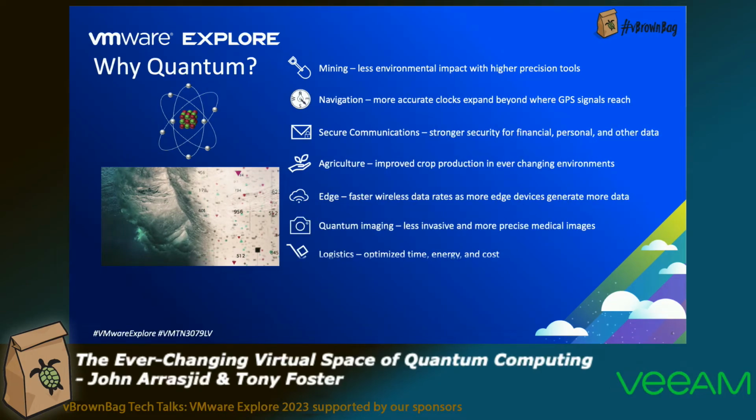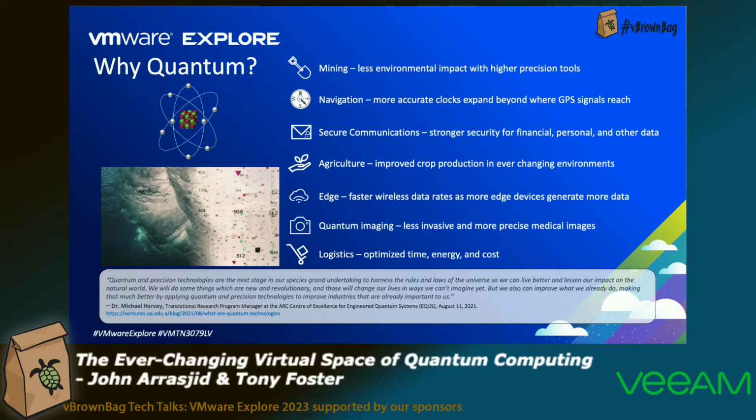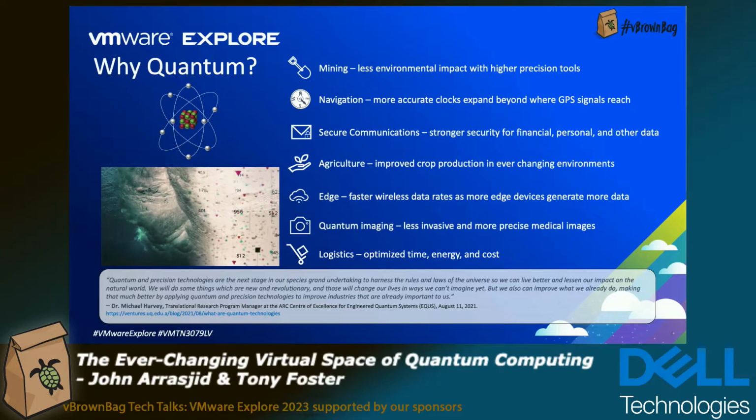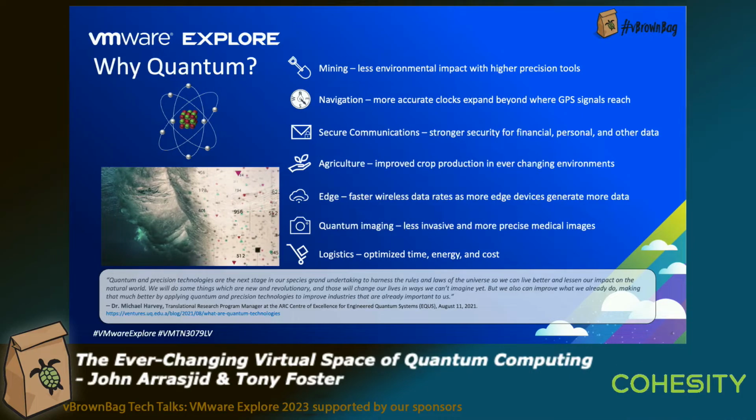So, why quantum? There are a number of different areas that we've already identified use cases for. We're going to talk about that in a second. There's mining, navigation, secure communications, agriculture, edge, quantum imaging, and logistics. And as part of what we're seeing in the AI space with customers, we see the same thing in the other areas. One of my favorite examples is actually the agriculture one.